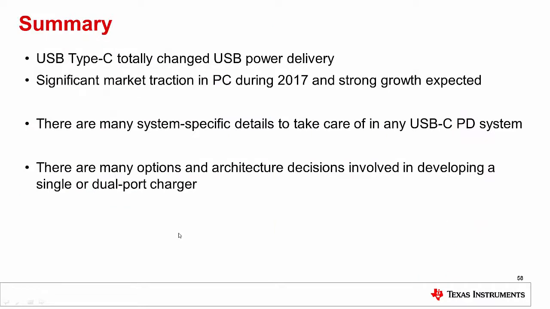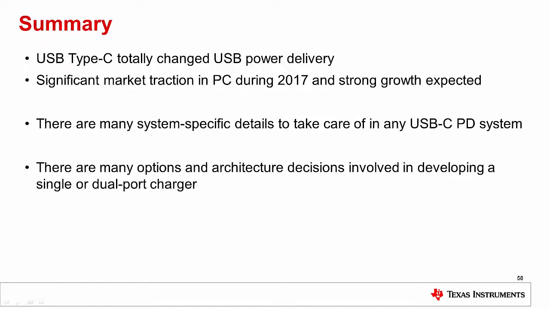So in summary, this talk has covered a lot of ground. First, we've talked about USB Type-C and USB power delivery and what they are, and Type-C had a big effect on USB power delivery, moving it from 1.0 to 2.0, and now it's at 3.0. There's significant market traction in the PC space in 2017, and strong growth is expected going forward from here. As the PC space and more phones start to adopt Type-C, all the ecosystem around those devices is expected to start adopting Type-C. So it's going to be exciting to see what happens there in the market.